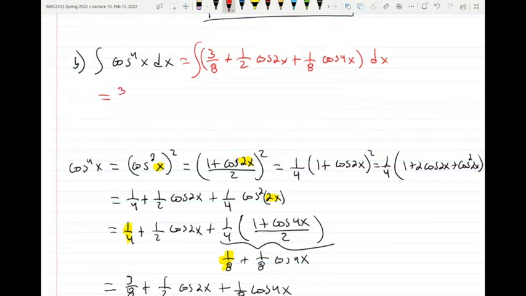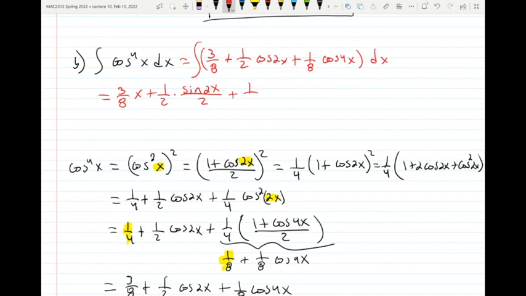And as promised, we can do this, right? So that's 3 over 8 x plus 1/2 times, so the integral of cosine is sine, so that's sine of 2x over 2, plus 1 over 8 times sine of 4x over 4, plus c. And so we get 3 over 8 x plus a quarter sine of 2x plus 1 over 32 sine of 4x.